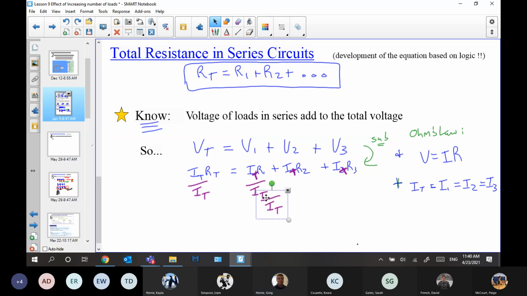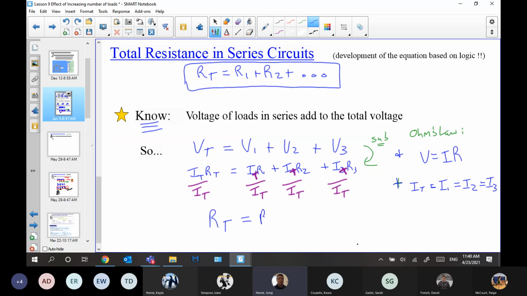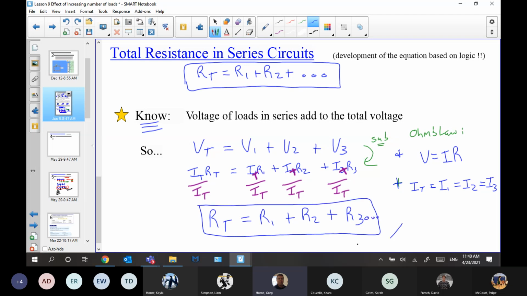Okay. And that results in our equation that we already kind of know is true based on what we saw. Okay, so RT equals R1 plus R2 plus R3. And so that is, you know, the official, and usually you say dot, dot, dot, because there could be more, right? And that's the equation for total resistance for a series circuit. It's where it comes from. It's why it makes sense, you know, all that good stuff. Questions about that?